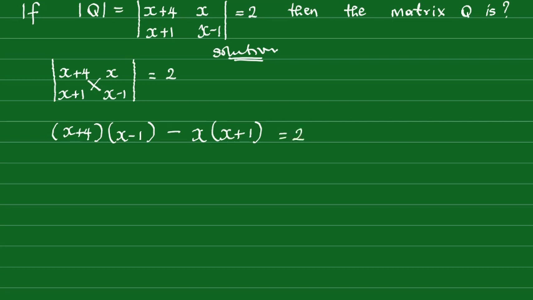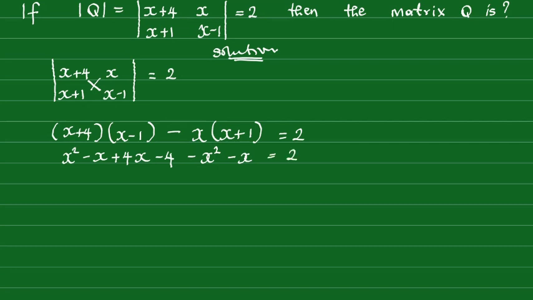Next, we open our brackets, so we have x times x gives us x squared. x times minus 1, we have minus x. Plus 4 times x gives us plus 4x. Plus 4 times minus 1, we have minus 4. Then we have minus x times x, we have minus x squared. Minus x times plus 1, we have minus x is equal to 2.